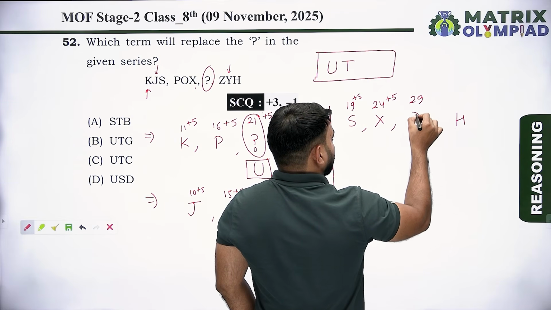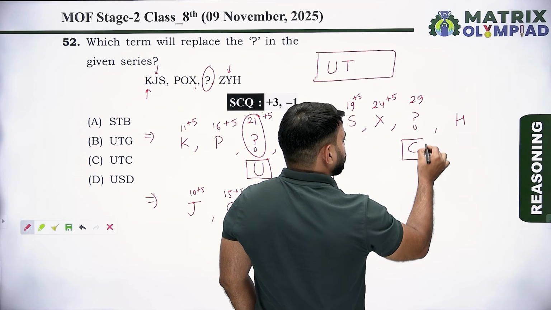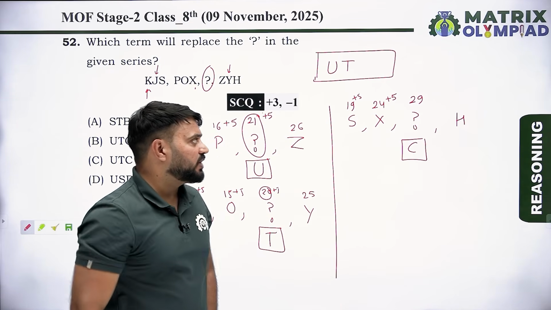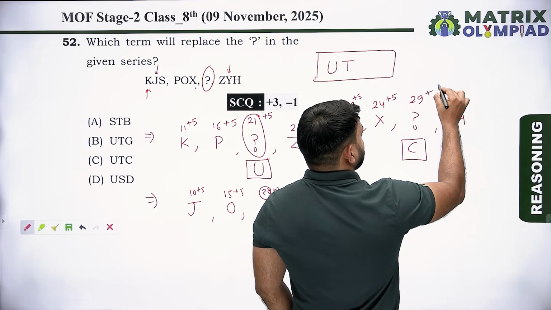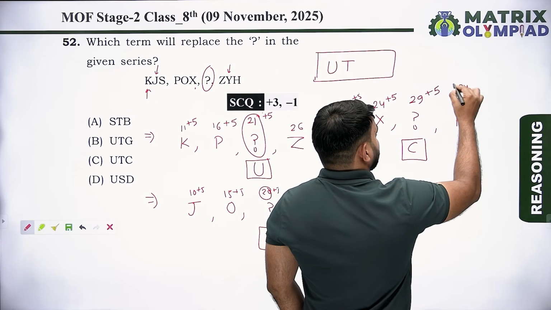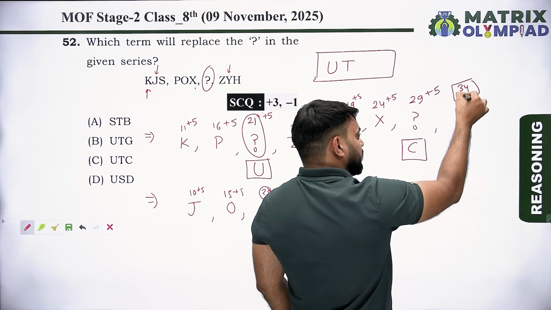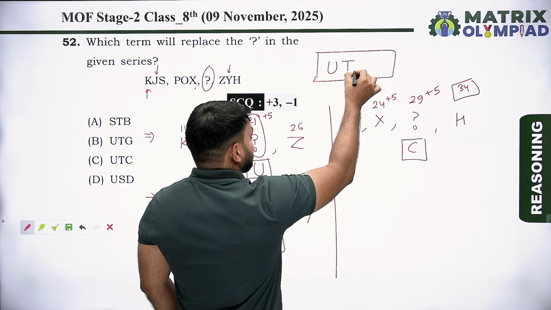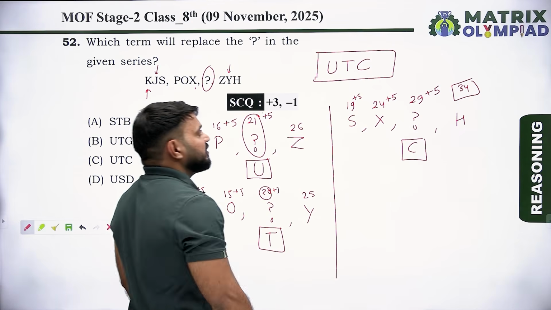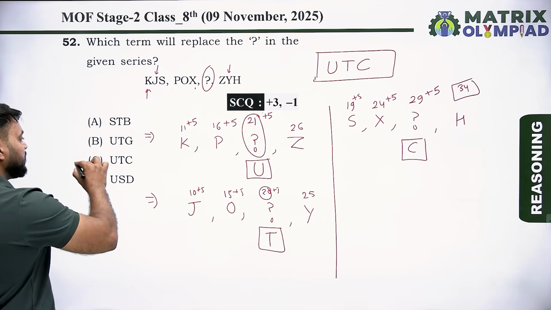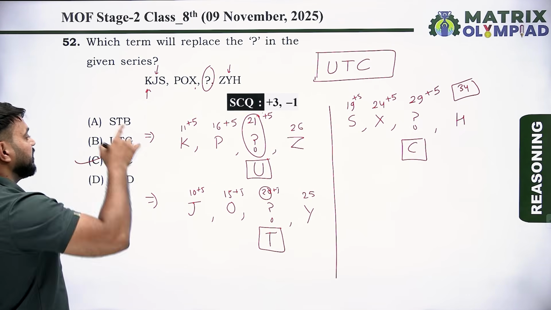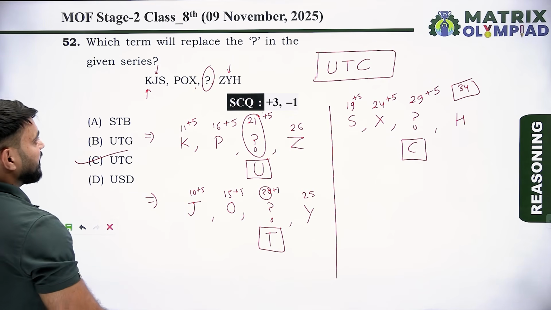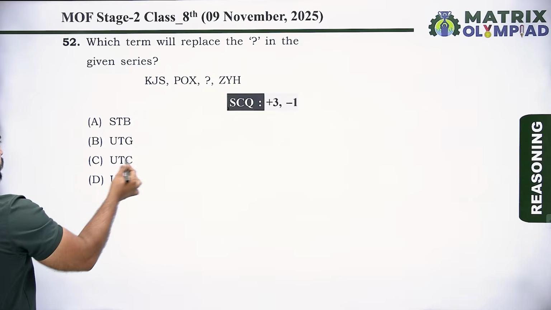So 29 means C, because the place value of C is 29 when crossing over Z. Now 29 plus 5 means 34, which is the place value of H after crossing over Z. So the missing letter is C. So the missing term is UTC. So here option C is the missing term of the given letter series. So here option C is the correct answer of this question. Let's move on to the next question.